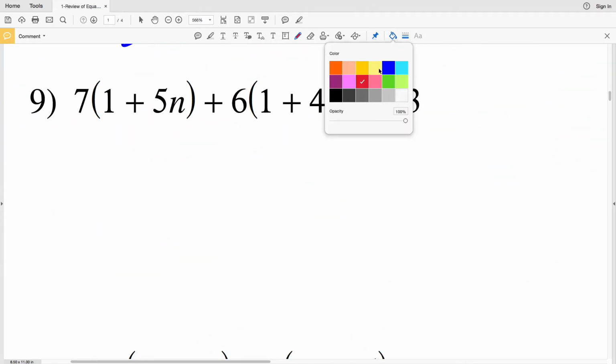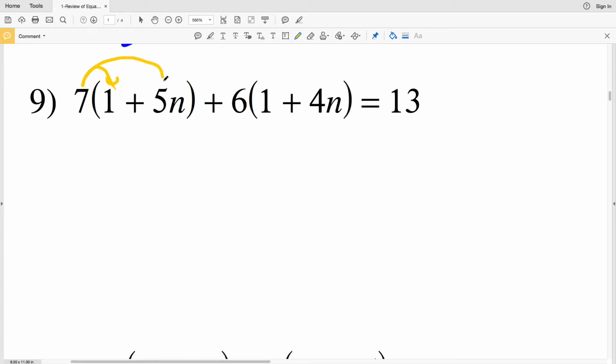In number 9, we're going to have to distribute twice. 7 gets multiplied to 1, and it gets multiplied to 5n with addition in between. Then 6 gets multiplied to 1, and 6 gets multiplied to 4n with addition in between as well. I'm going to do the math in my head, but feel free to write out each step.